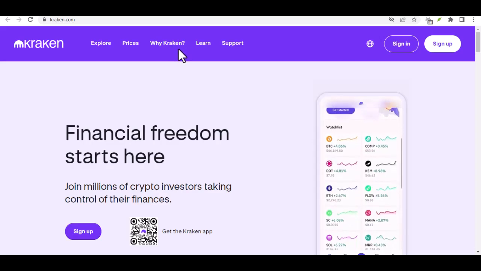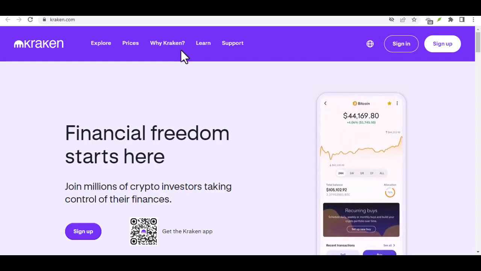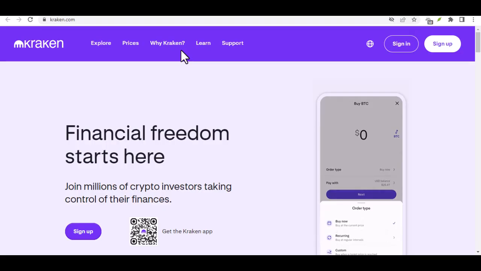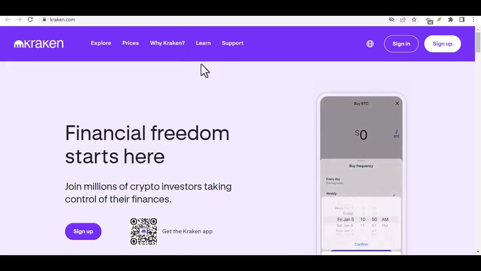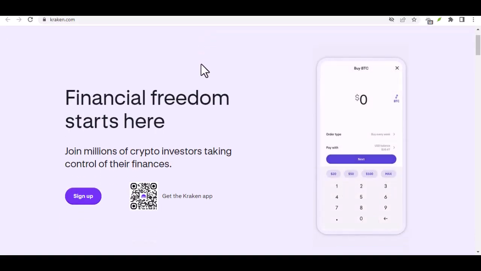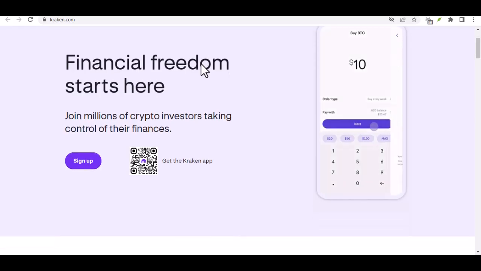Thinking about getting into crypto futures but don't know where to start? You've heard about the potential for high returns and the ability to profit from both rising and falling markets, and you're wondering if Kraken is the right platform for you. Today, we're going to dive into exactly that: how to trade futures on Kraken.